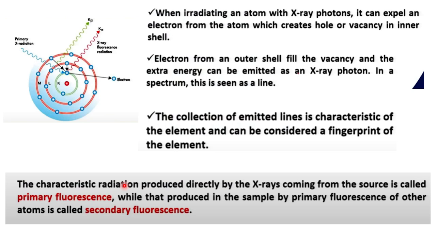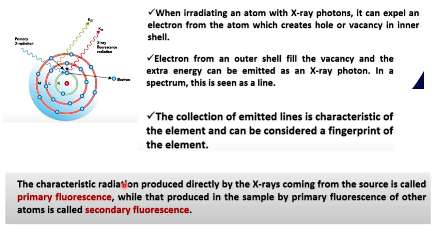Now when radiating an atom with X-ray photon, it can expel an electron from the lower shell that is close to the nucleus and creates a hole or vacancy in the inner shell. Now to fill that up, another electron will come down from the outer shell, and when it comes down, that excess energy will be emitted as an X-ray photon, and it will be visible as a line spectra. The collection of the emitted lines is characteristic of the element and can be considered a fingerprint of the element.